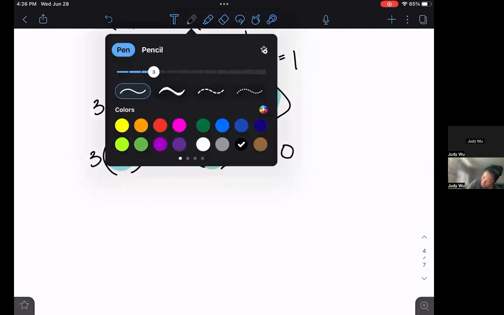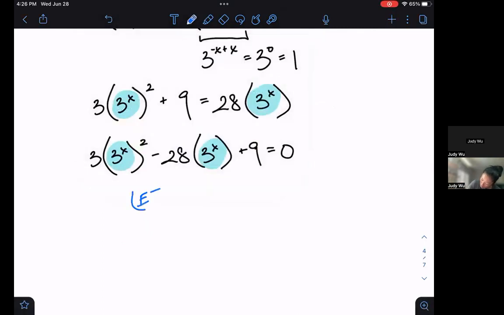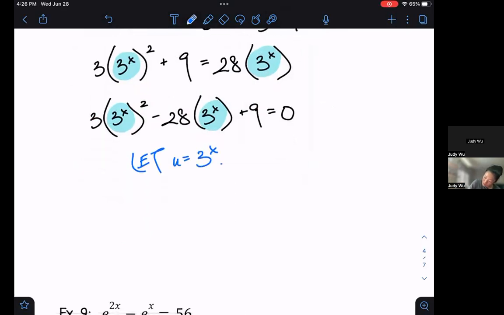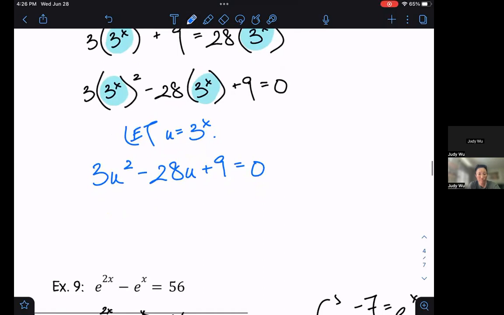And let's change to the blue marker now. Let u equal 3 to the x this time. All right, then we have 3u squared minus 28u plus 9 equals 0. And we're going to factor, just like we did last time. I want to think about how I can write this middle term in a creative way so that I can group and then factor from there.